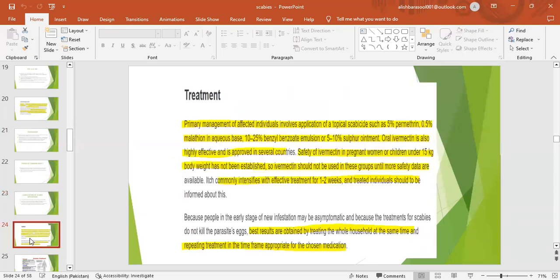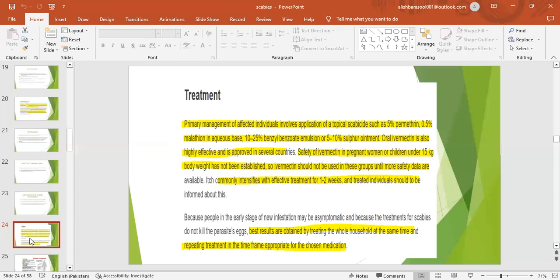Treatment. Primary management of affected individuals involves application of a topical scabicide such as 5% permethrin, 0.5% malathion in aqueous base, 10 to 25% benzyl benzoate emulsion, or 5 to 10% sulfur ointment. Oral ivermectin is also highly effective and is approved in several countries. Safety of ivermectin in pregnant women or children under 15 kg body weight has not been established, so ivermectin should not be used in these groups until more safety data are available.